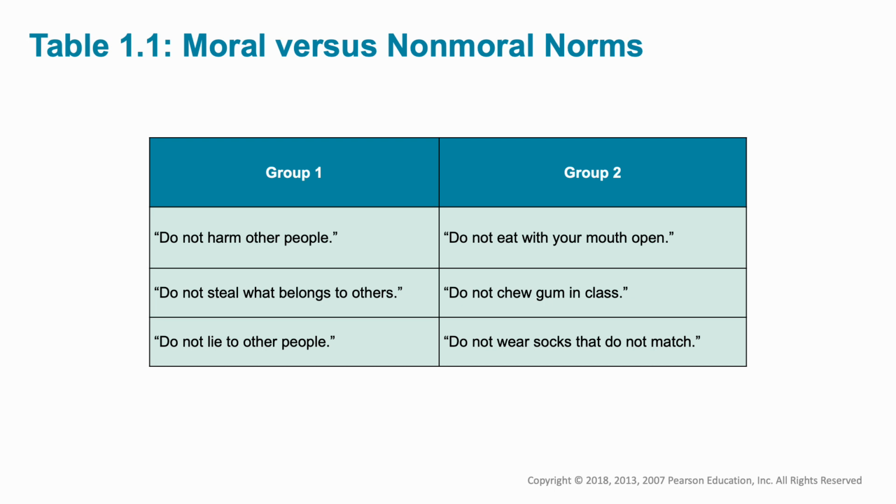By now you should have read each group. Group 1: do not harm other people, do not steal what belongs to others, do not lie to other people. This would be a moral norm.